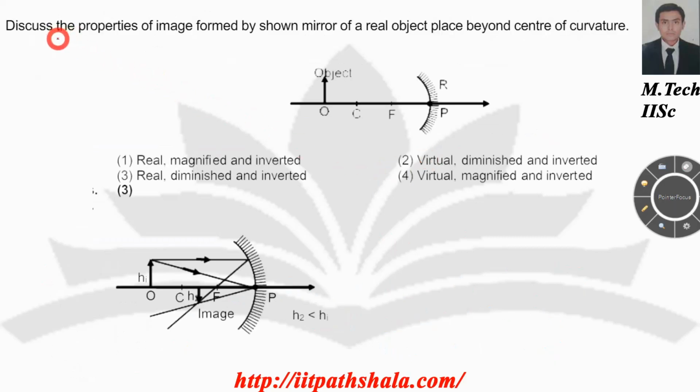Now you have to discuss the property of the image formed by the mirror of a real object when placed beyond the curvature. It's a neat kind of question, very simple and easy. Now you are putting your object beyond your center of curvature. This is the image you will be getting, and I know that the image will be real and diminished. Also it will be inverted. If you have studied geometrical optics well, then you can just click the third option over here.